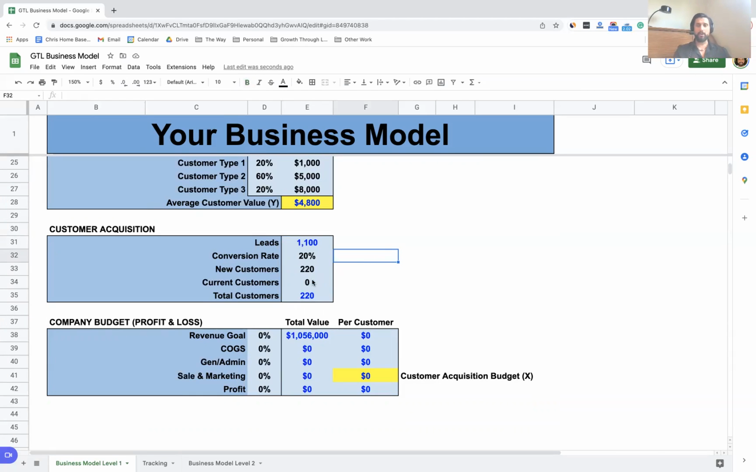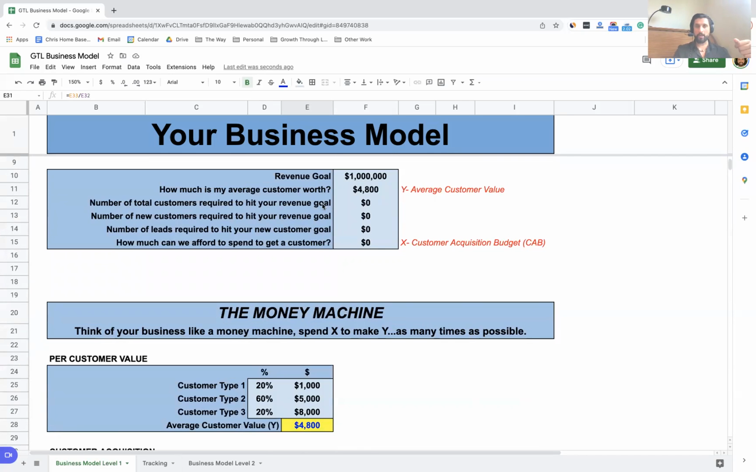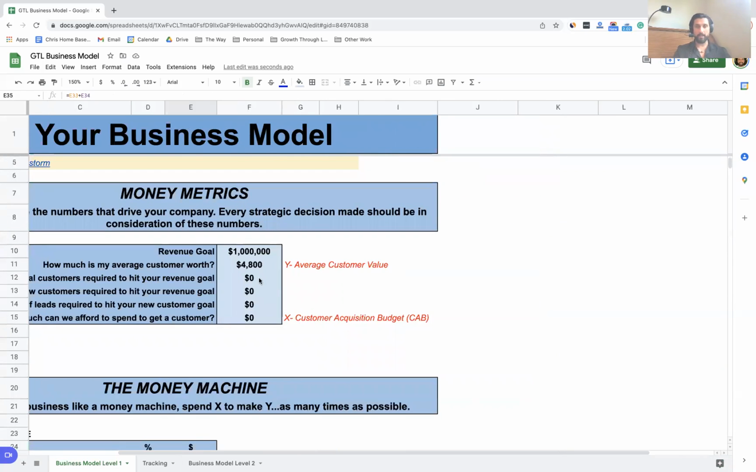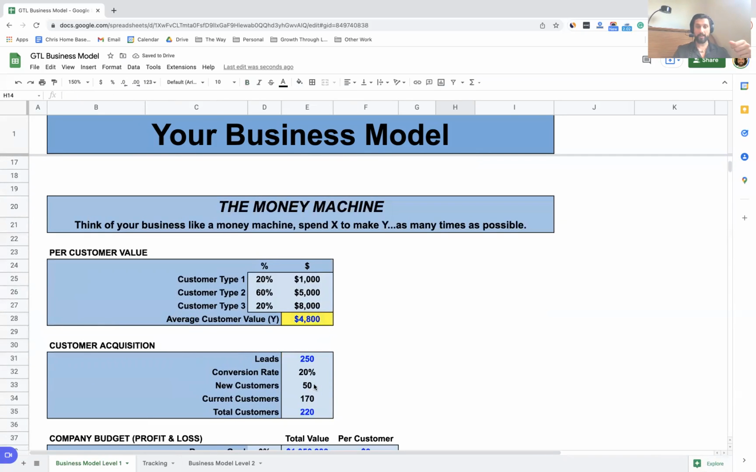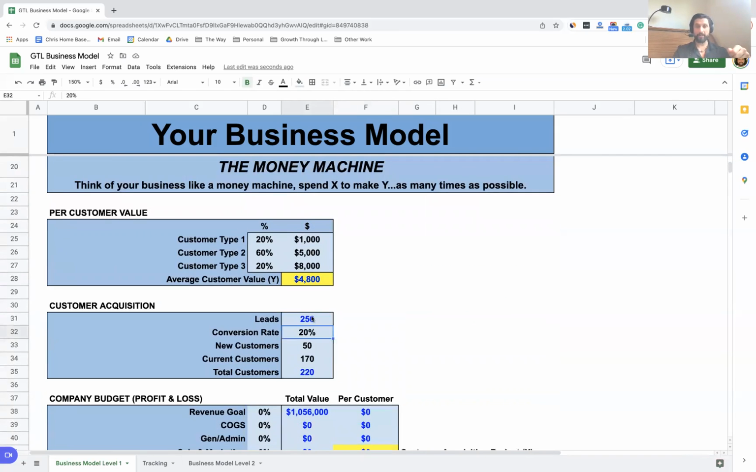Okay, so going back, we're going to say we need 50 and we have 170 current customers. We're going to go get 50 new customers. We're anticipating our conversion rate at 20%, so we need 250 leads. Okay, so we're already figuring out these numbers. Number of total customers required to hit my goal: it looks like I need 220. Number of new customers required to hit my goal: it looks like I need 50. Number of leads required to hit your new customer goal: it looks like I need 250.